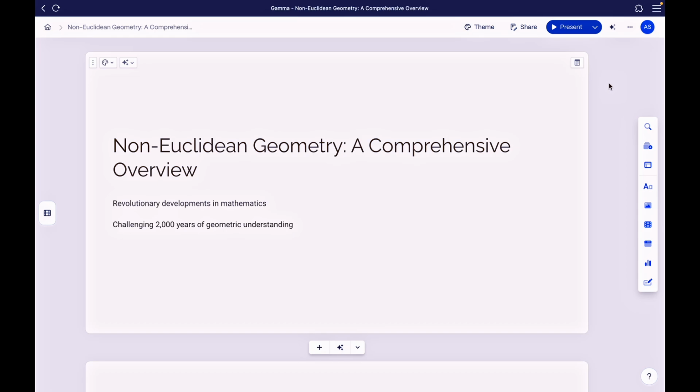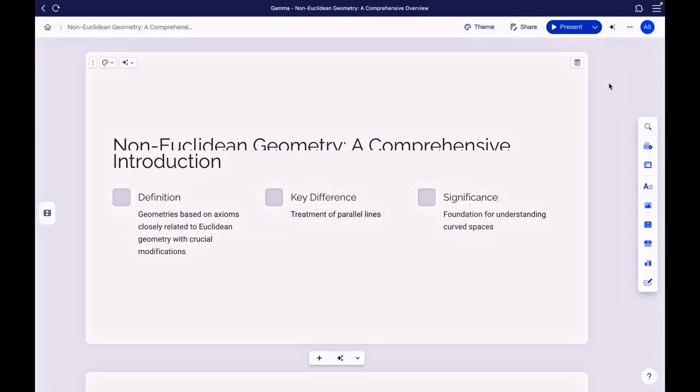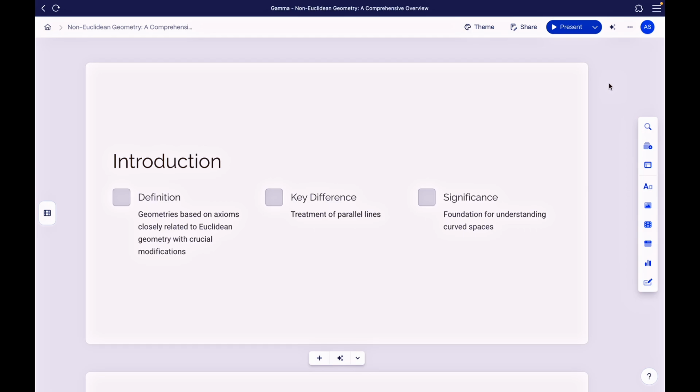Now, this represents revolutionary developments in mathematics, and it challenges over 2,000 years of geometric understanding, possibly even more, if you account for the fact that ancient civilizations also knew a good amount of Euclidean geometry, or at least what is now known as Euclidean geometry. These are different types of geometries, basically different types of spaces, and different types of curvatures based on axioms, facts that you are assuming to be true and are the foundation of everything.